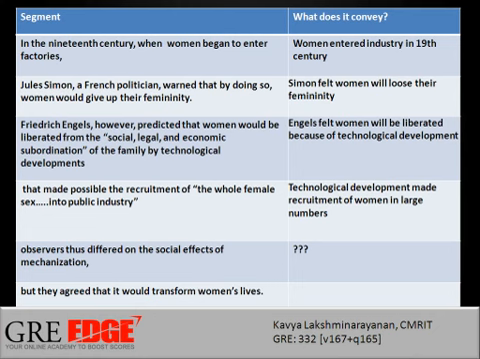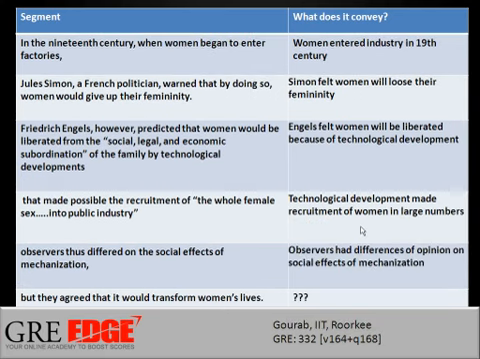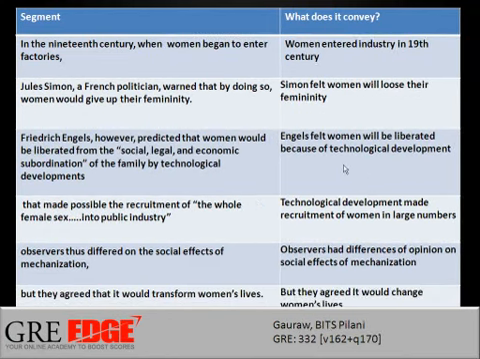Observers that differed on the social effects of mechanization. Well, what does it convey? Well, observers had differences of opinion on the social effects of mechanization. Okay. But they agreed that it would transform women's lives. What does this convey? Correct. All of them agreed. All of them agreed that it will change women's lives.